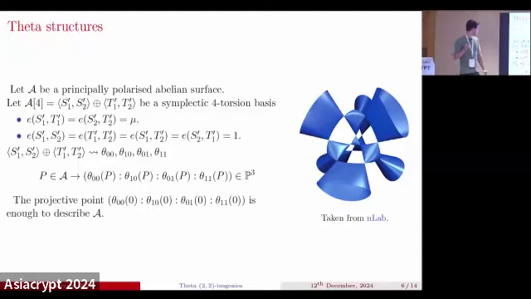And very important, like the projective point, when you evaluate all this theta function at the identity, you obtain a really special point. This point is called the theta null point, and this point is enough to describe the whole abelian surface. Okay, so these are actually the fundamental notions that we need.